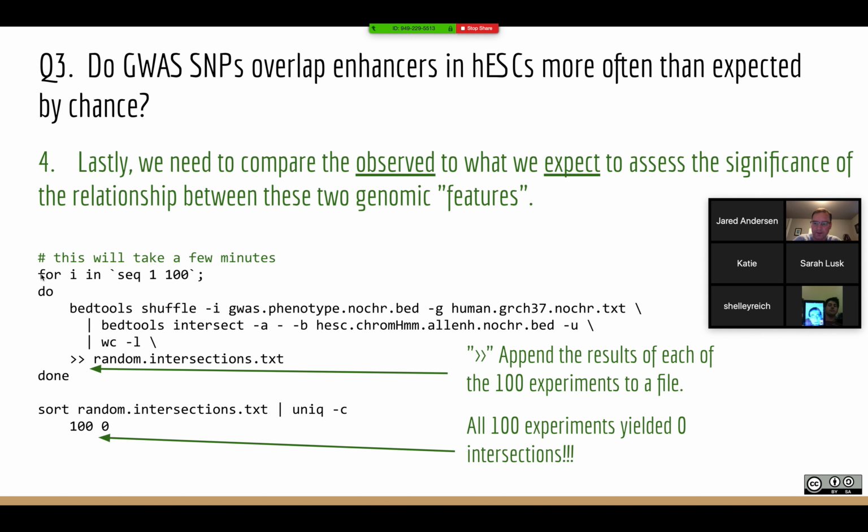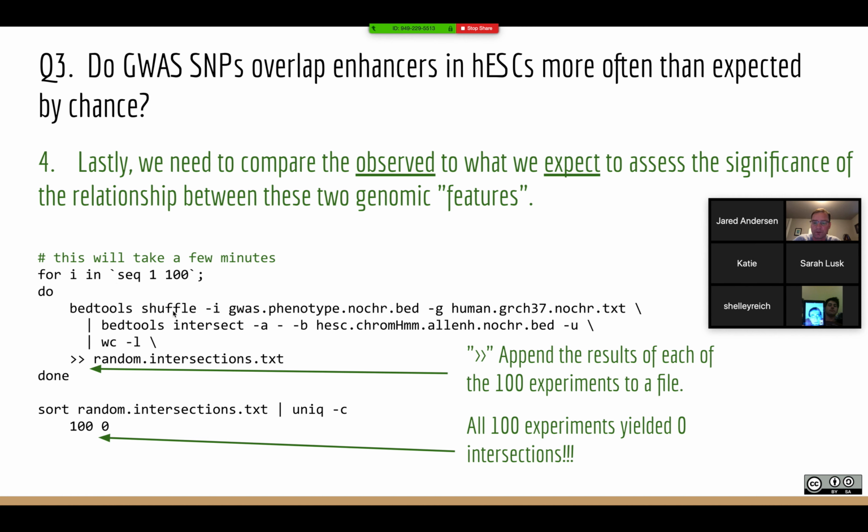So this loop is written in Bash, and it's a for loop. For a variable i in the range 1 to 100, that's what the seq 1 100 does. If you type that into Bash on your command line, it'll print out 1 followed by 2 followed by 3, all the way to 100. So this allows us to run this bedtools command 100 times. Okay?